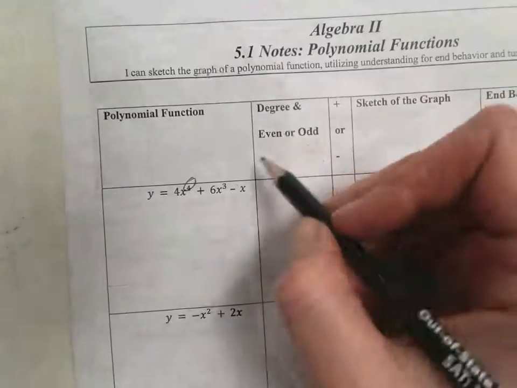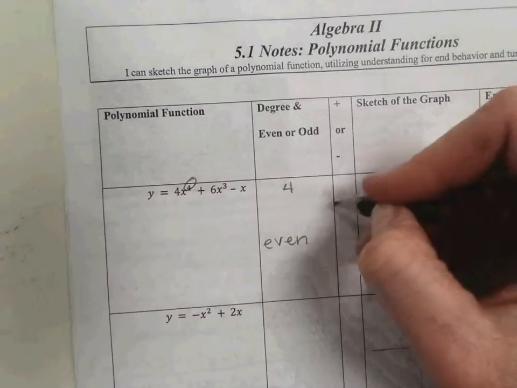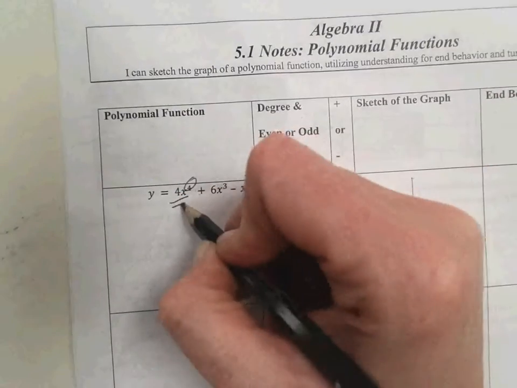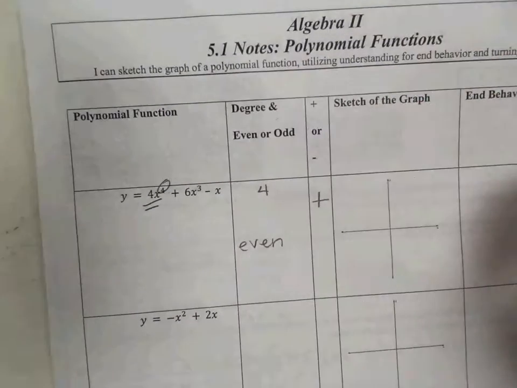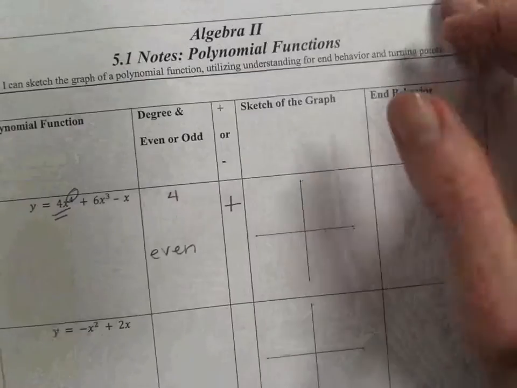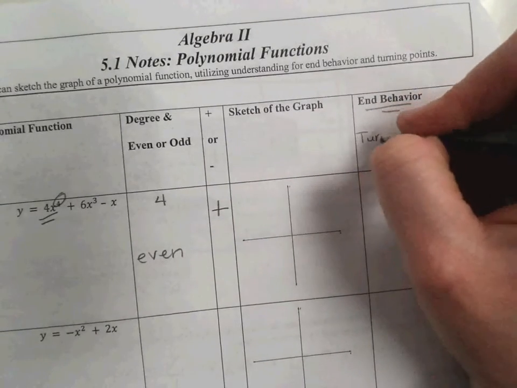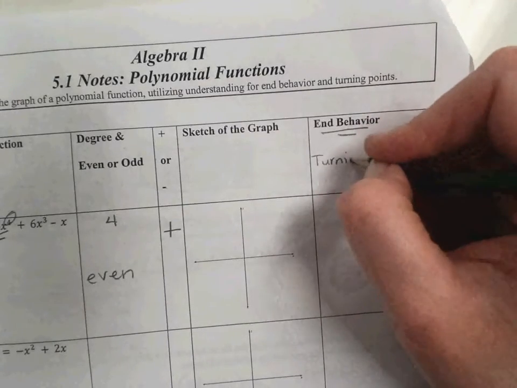So with degree 4, this is an even function. We decide if it's positive or negative based on the first term when it's in standard form. So this is positive. And then to determine the end behavior, we're also going to look at turning points. So add the word turning points into the fifth column.